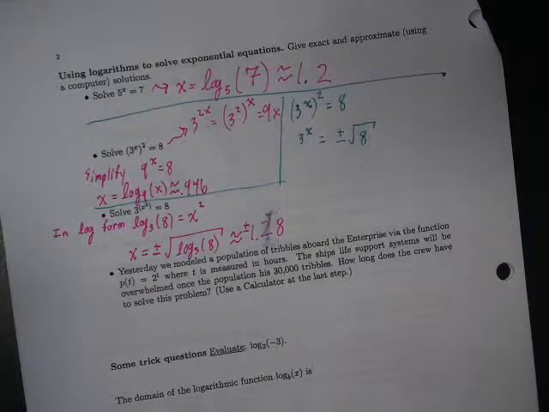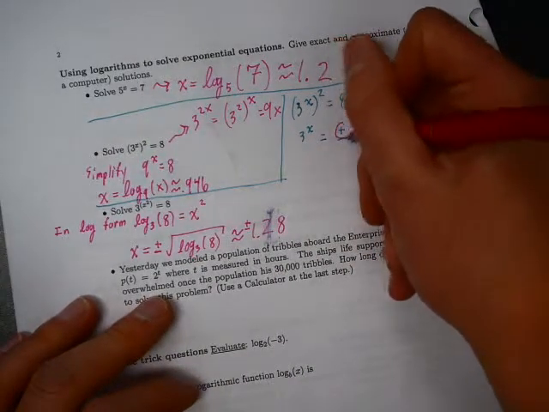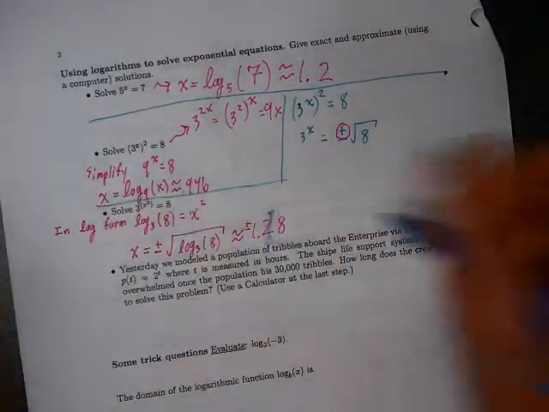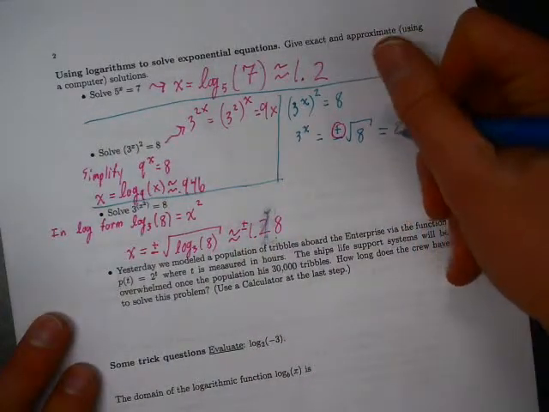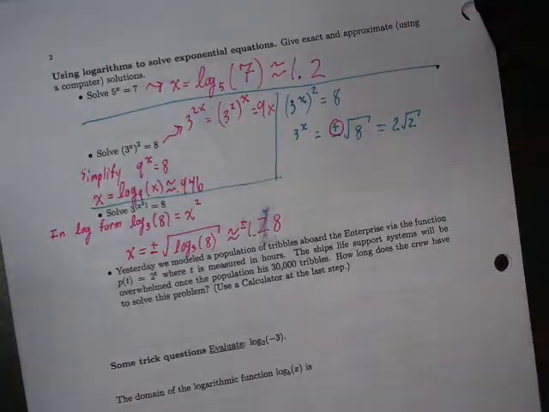Is 3 to the x ever negative? No. So is the negative solution actually valid? No. So just plus. And maybe I'll even simplify that square root of 8. That's the same thing as 2 root 2. What do you get when you rewrite that in log form? Log base 3 of 2 root 2.